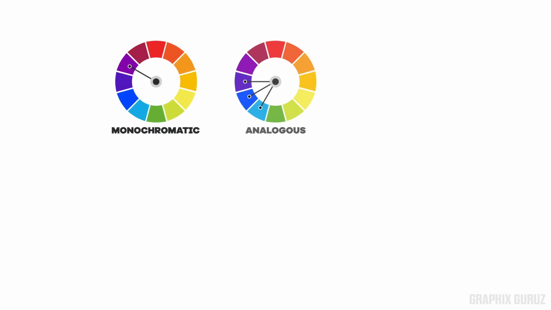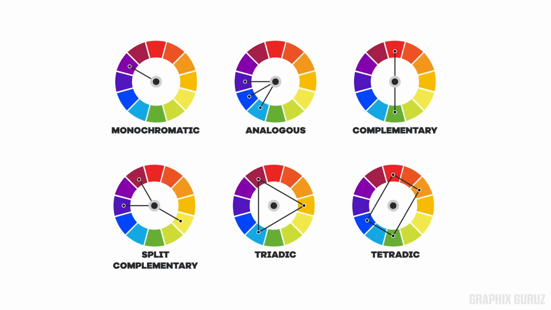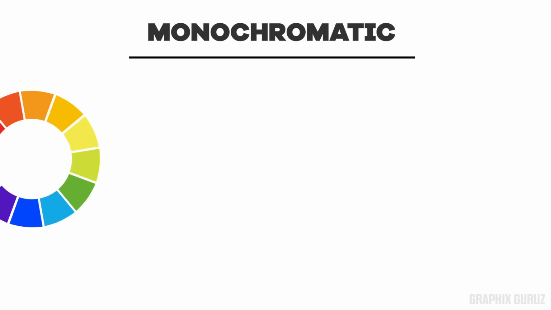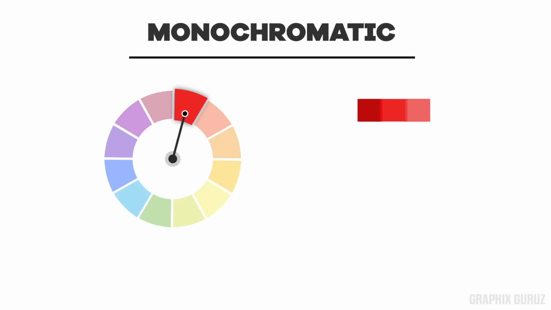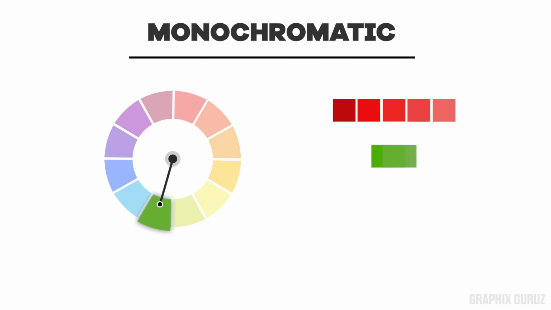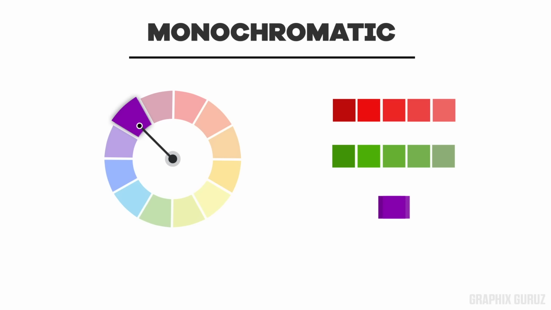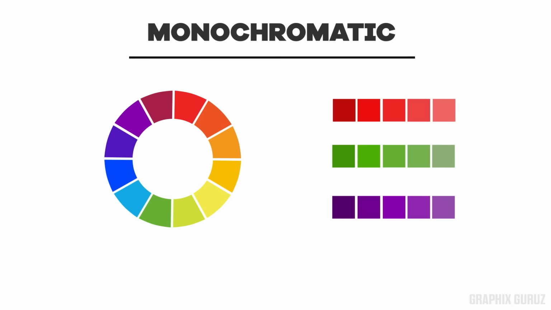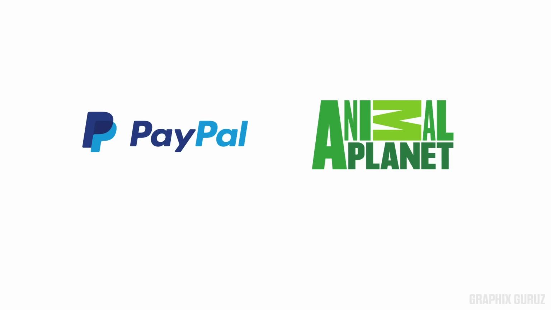Now let's talk about color harmony, one of the most important principles in color theory. The first and easiest is monochromatic color harmony. This takes just one base color from the color wheel and uses different shades, tones, or tints to create a group of colors. This color scheme looks simple, cohesive, and organized. Brands like PayPal and Animal Planet use a monochromatic color scheme.